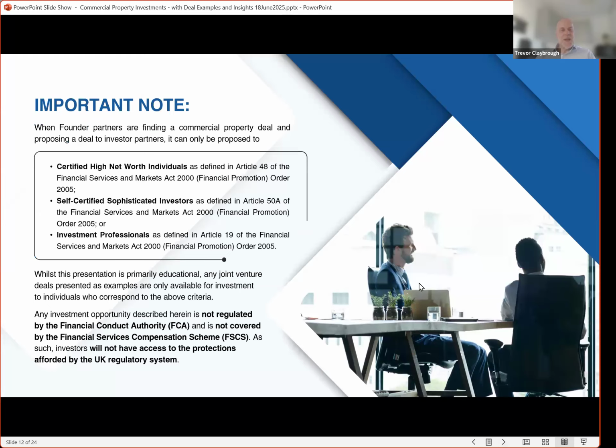We're going to be talking about some figures for specific deals. So we're legally obliged to put the notice here that any specific deals that we're talking about are only available to investor partners who can fall within these categories, because obviously these are not regulated by the FCA. So that's a little speech about that.